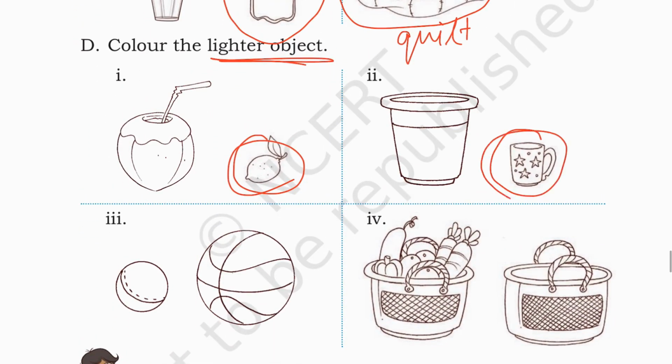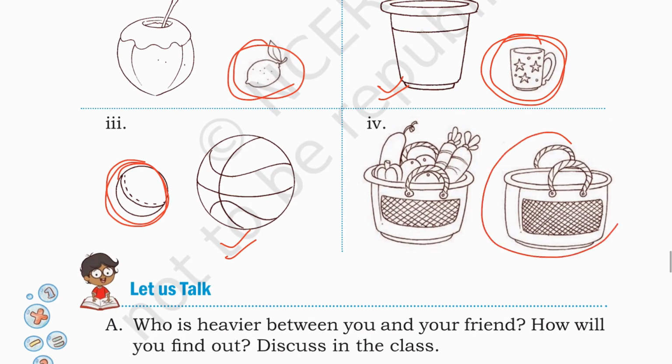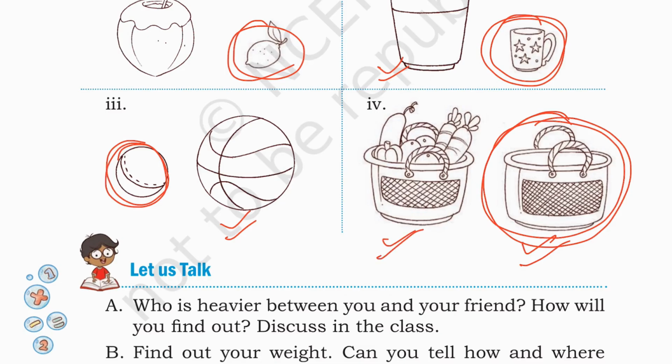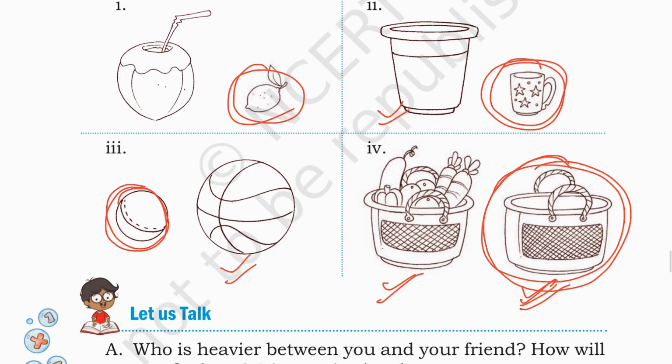This mug is lighter than this pot. Okay, this ball is lighter than this ball. This container is empty and lighter than this full container. Okay, bag, actually it is a bag.